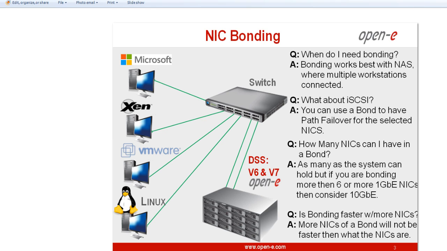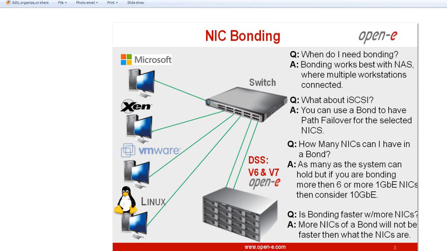Now, next question. Is bonding faster with more NICs? Well, not really. Again, you're still going to be transferring only at 1 gig. But think of it as this. Think of it as if you have all these workstations. Let's say they're people, and you have a 12-foot by 12-foot room. And in that room, let's say you have 70 people. That's a lot of people, and you have a 3-foot door. That would only mean a few people can basically go out that one path.